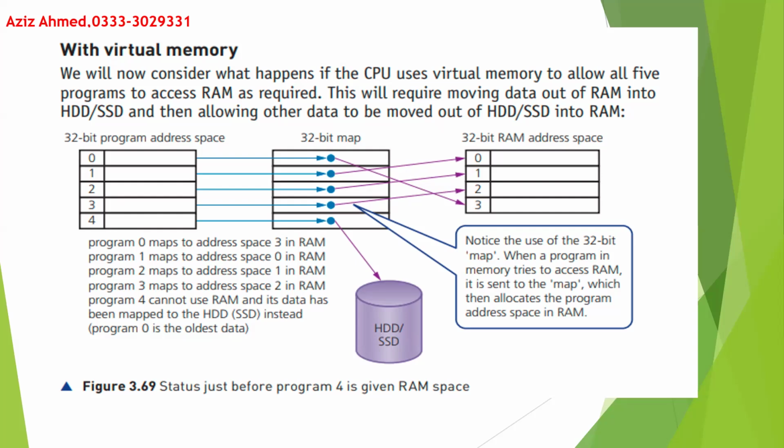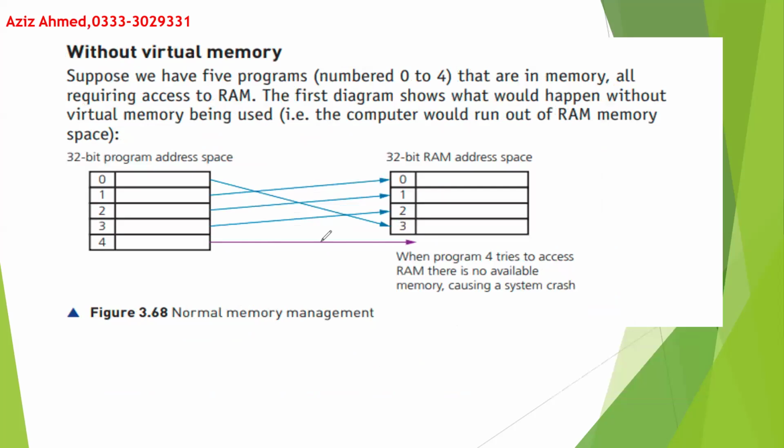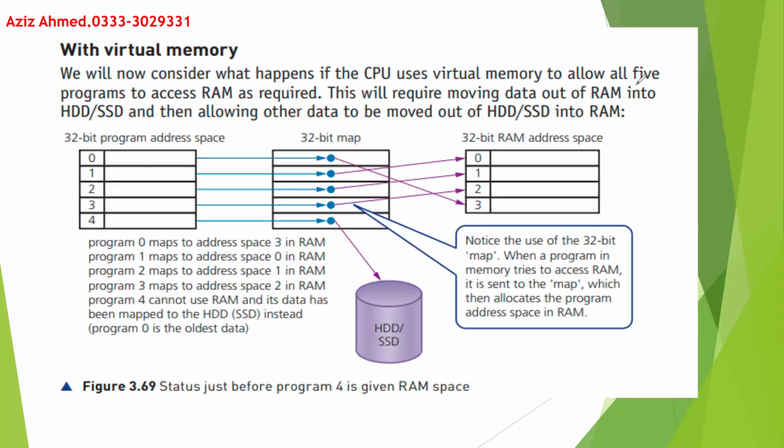Still, I couldn't understand. It's very technical. It only says that when you use virtual memory, like here it was saying, without virtual memory, memory runs out. You could not find further memory for program number 4. But with virtual memory, we will now consider what happens if the CPU uses virtual memory to allow all 5 programs to access RAM as required. This will require moving data out of RAM into the hard disk or SSD, and then allowing other data to be moved out of the hard disk or SSD into RAM.